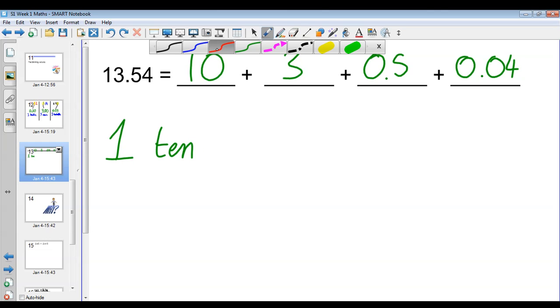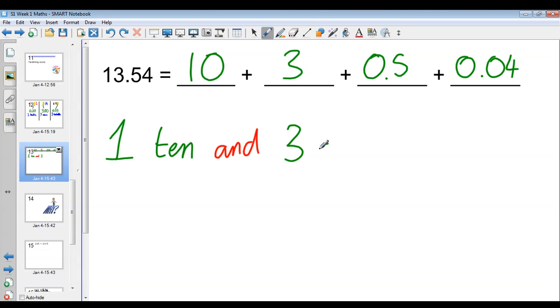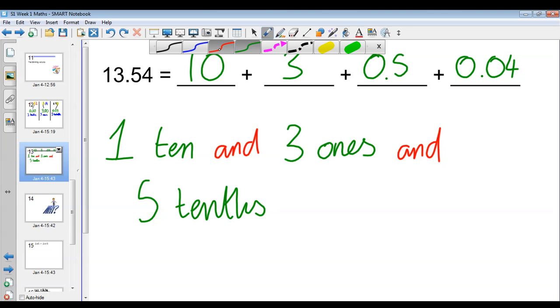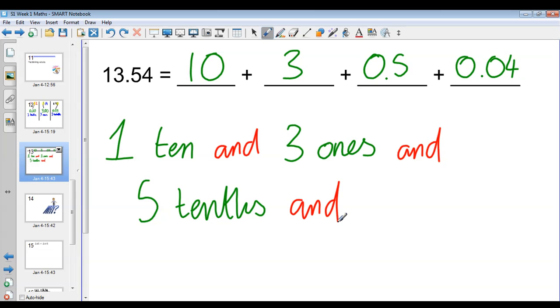I could also write that as 10 and 3 ones and 5 tenths and 4 hundredths. So that's another way of partitioning the value of decimal numbers to the second decimal place.